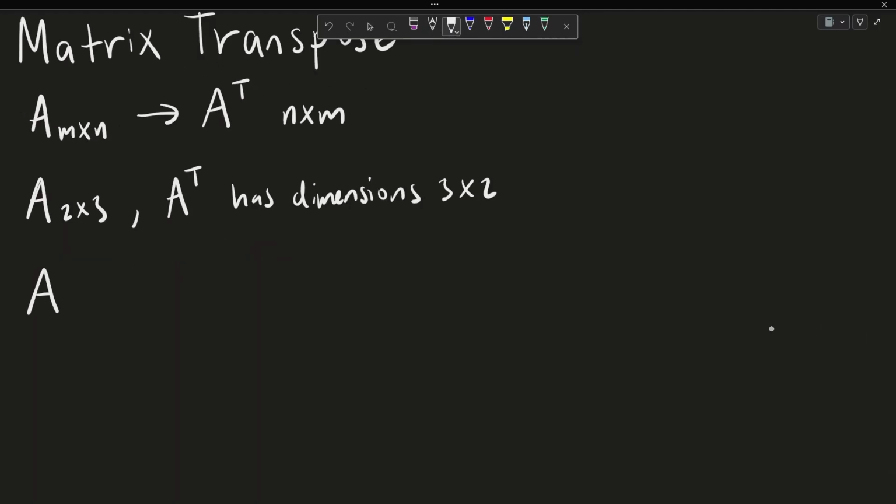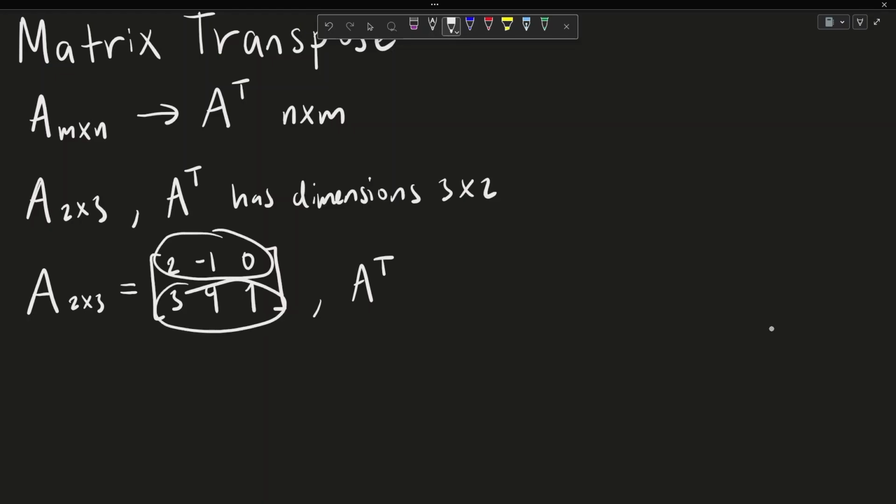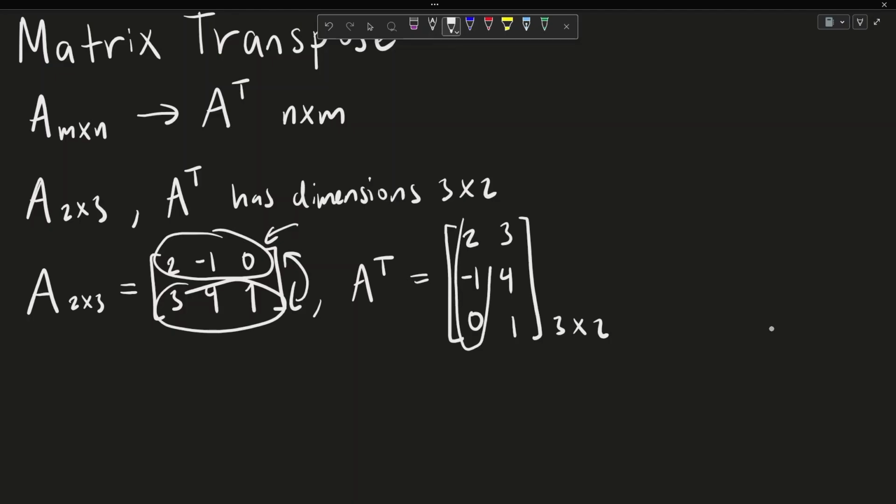If we have a 2 by 3 matrix A that is equal to rows (2, -1, 0) and (3, 4, 1), the resulting matrix A transpose, which has its rows flipped with its columns, will have dimensions of 3 by 2, and it will now look like this: (2, 3), (-1, 4), (0, 1). That is with dimensions 3 by 2. So you'll notice that the first row now becomes the first column. The second row becomes the second column.